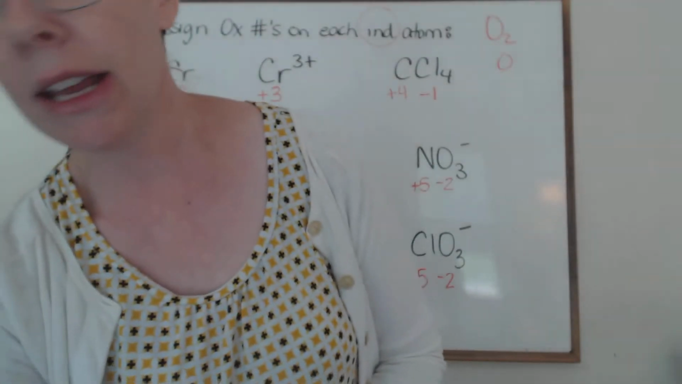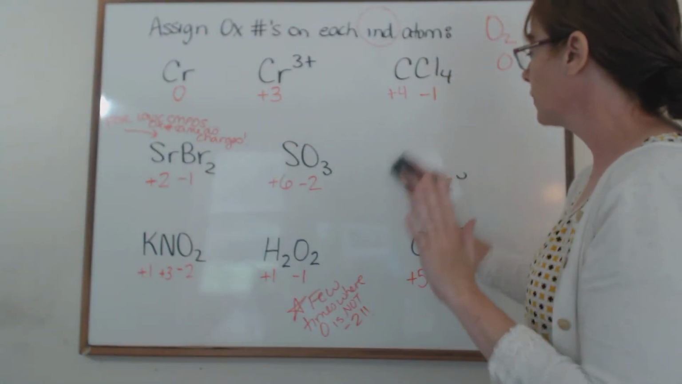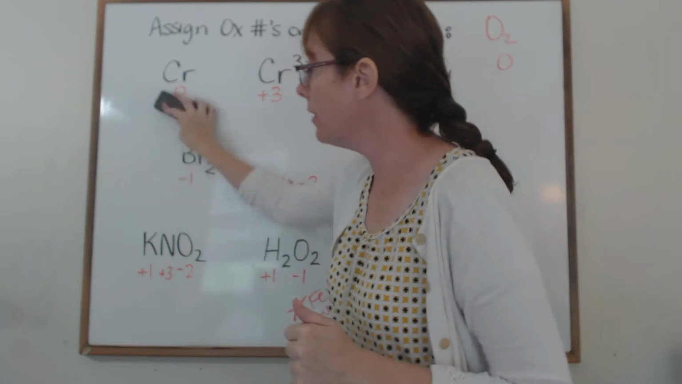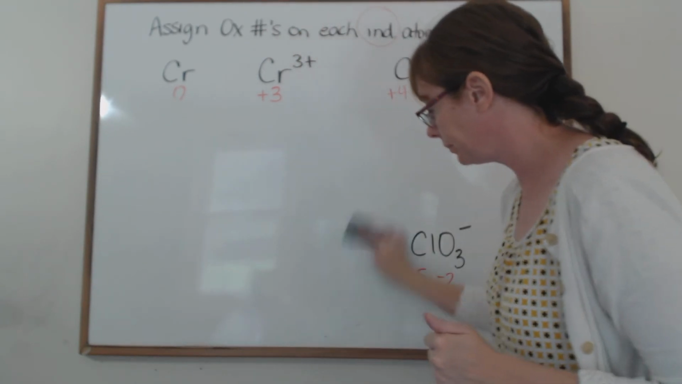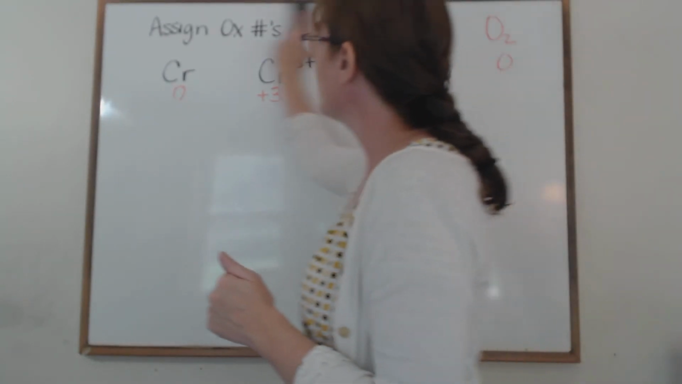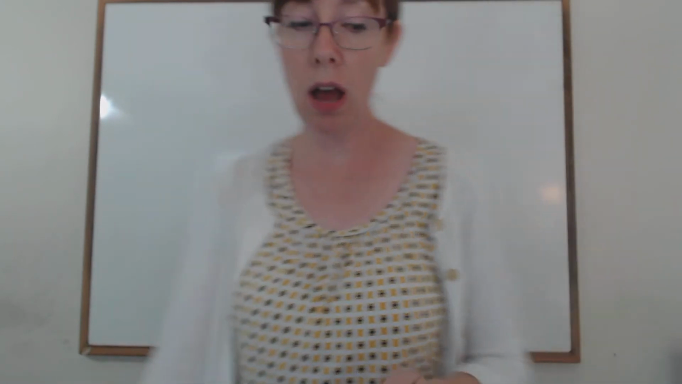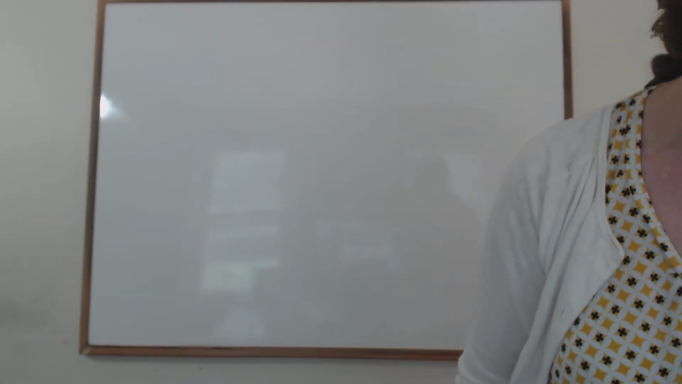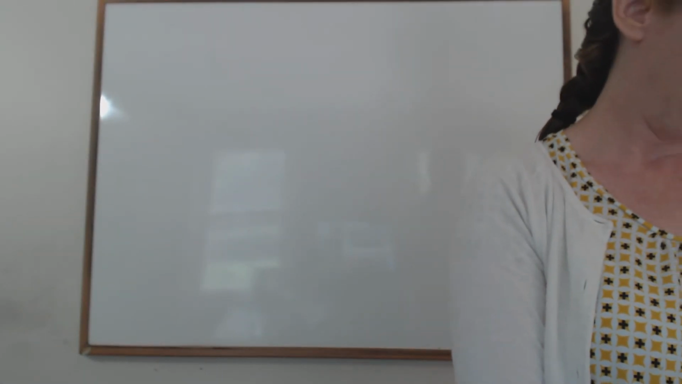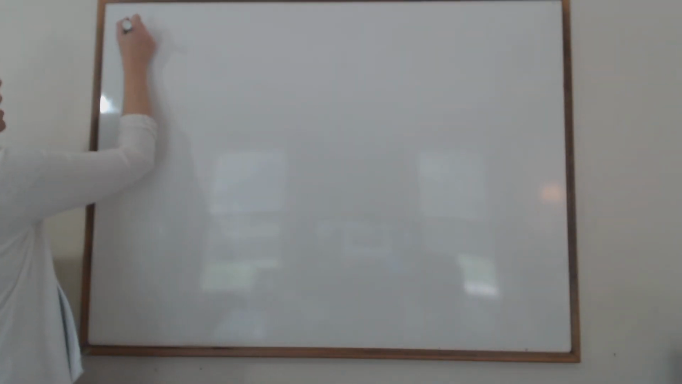So that's assigning oxidation numbers. Now, you want to get good at that. There's plenty of practice in the book. Now let's bring this all together and analyze a more complex redox reaction than ones that we've been doing so far. So, how about this guy here?